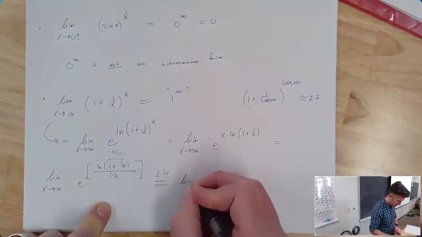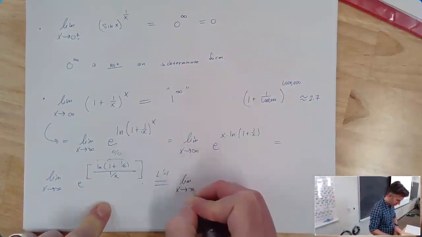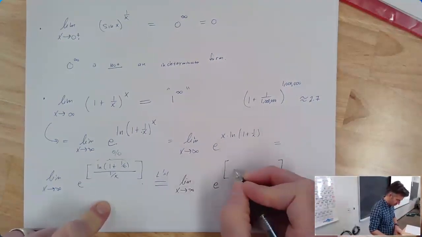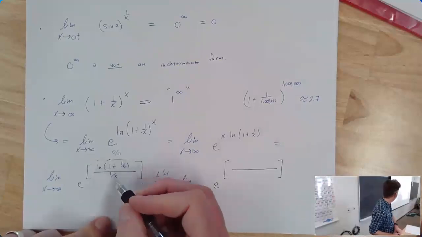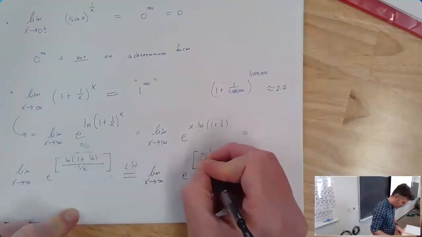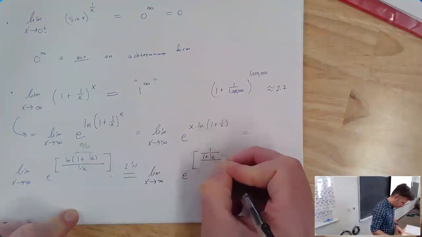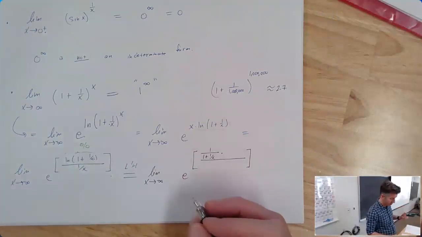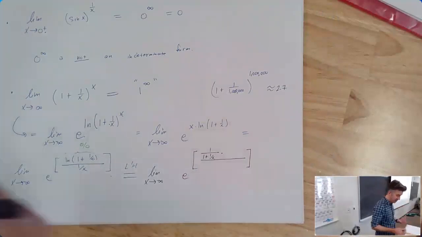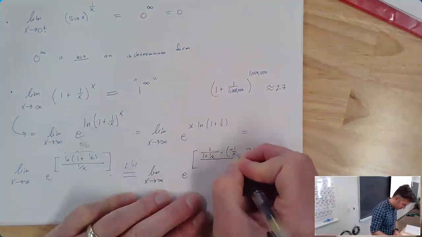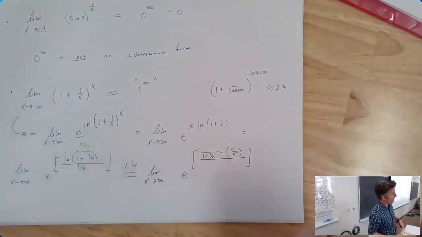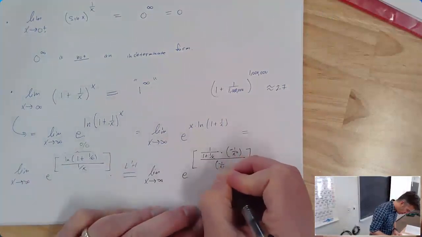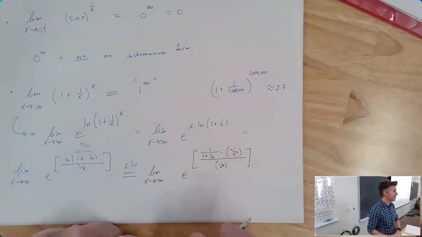And get the limit, I'm sorry, I used the wrong color pen, as x goes to infinity of e to the... all right, we have to take the derivative of the top and the derivative of the bottom. The derivative of the natural log of some stuff is 1 over the stuff times the derivative of that stuff. And the derivative of 1 is 0, and the derivative of 1 over x is negative 1 over x squared. It comes up a lot. On the bottom, the derivative of 1 over x is negative 1 over x squared. Oh, look. Those negative 1 over x squared terms are going to cancel each other out.